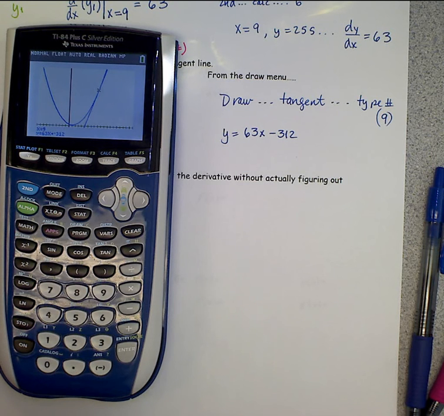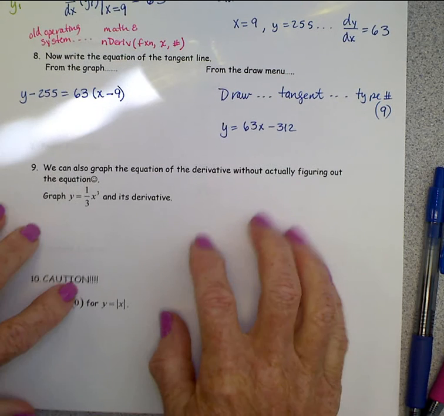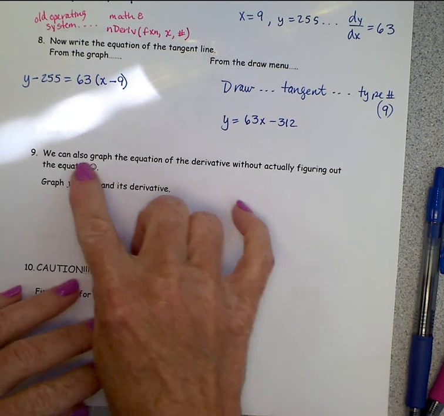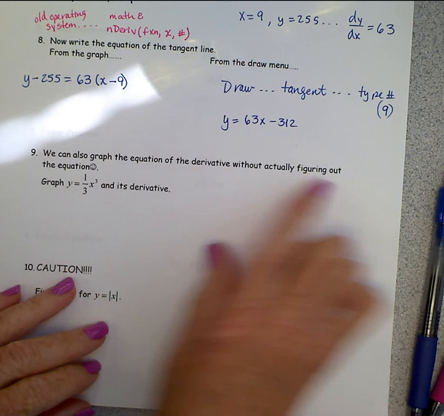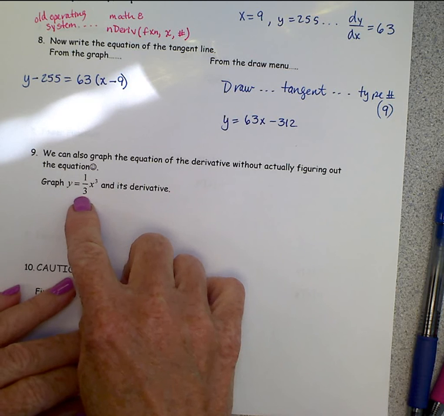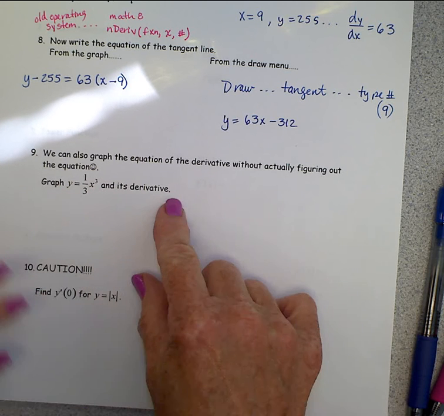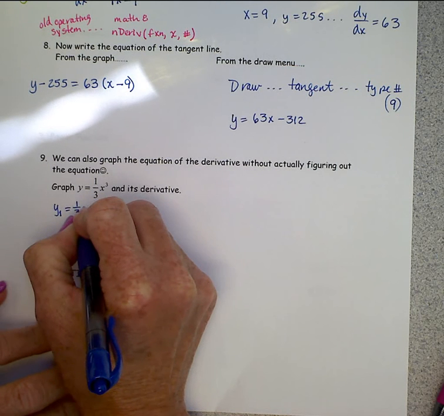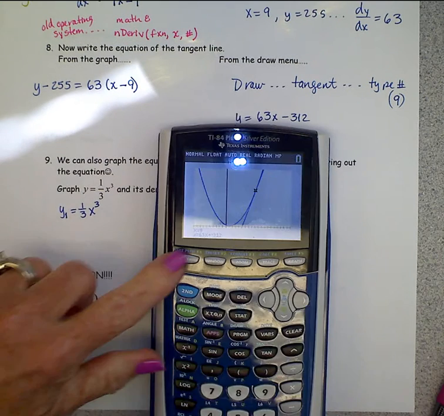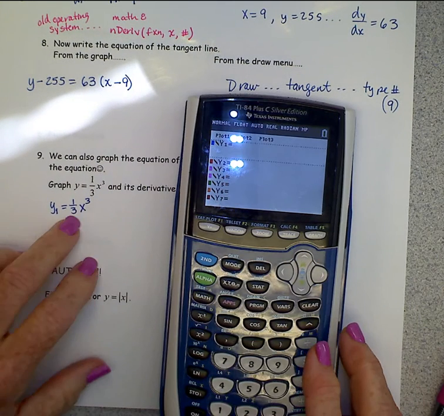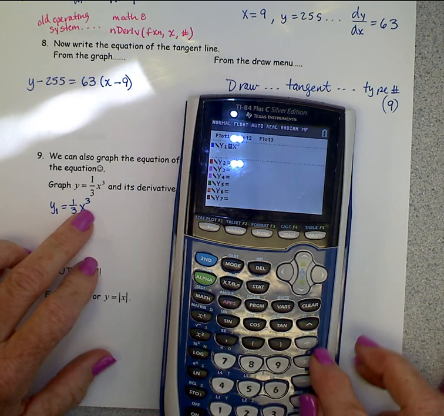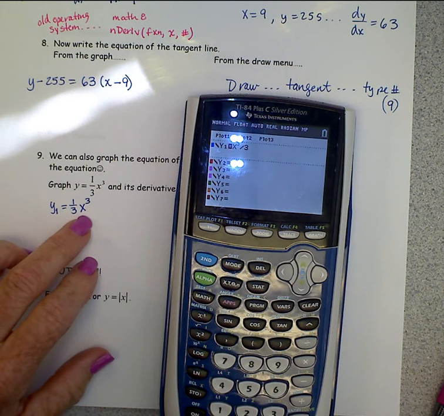All right? A little bit more, just this last little bit down here. I know I'm throwing so much at you today. You're going to have to spend some time and do the homework and do the recommended problems, etc. We can also graph the equation of the derivative without actually figuring out the equation. So for this one, y equals a third x cubed and its derivative. So y1, I want you to put 1/3 x cubed. Go ahead and do it right now. 1/3, I don't want to do fractions, so what if I do this? X cubed divided by 3. Isn't that the same thing as 1/3 x cubed?